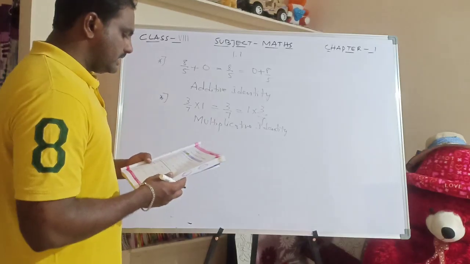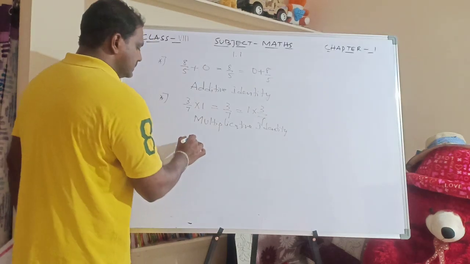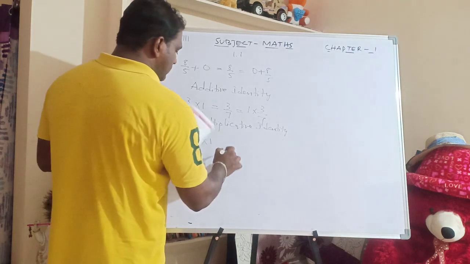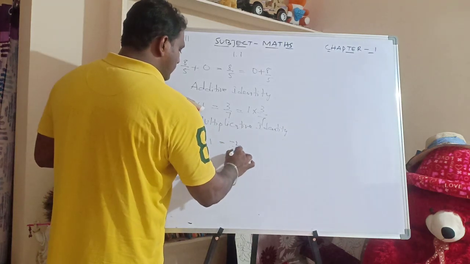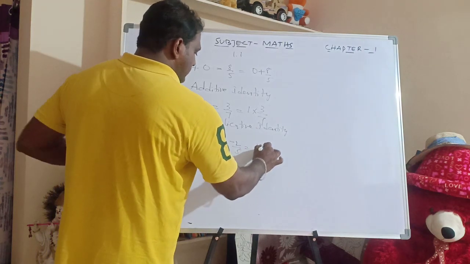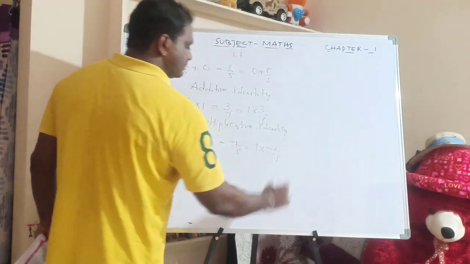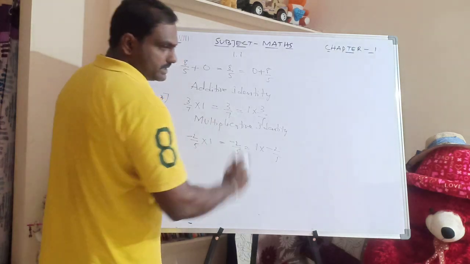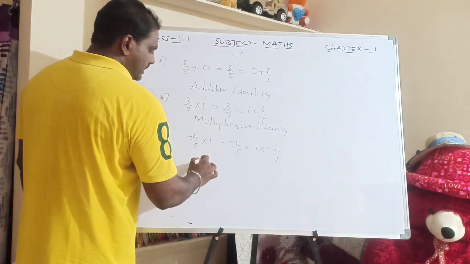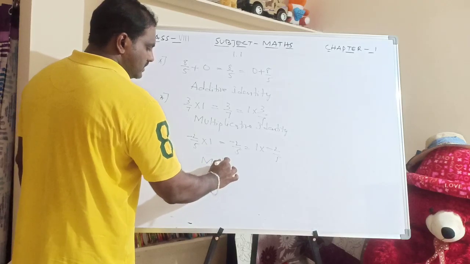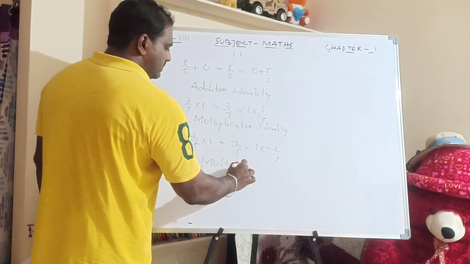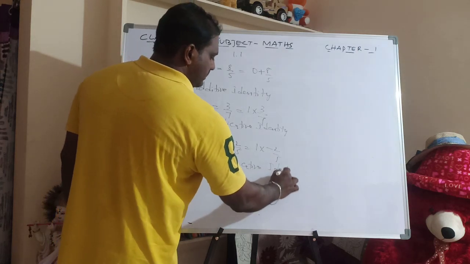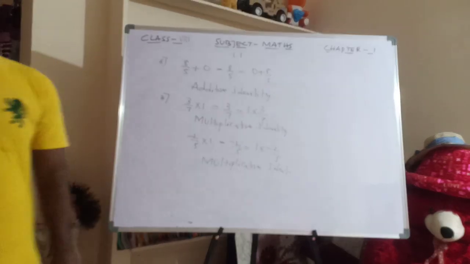Next, look at question number 4. Same: minus 2 by 5 into 1 is equal to minus 2 by 5, which is equal to 1 into minus 2 by 5. Same, a rational number is multiplied with 1 and you get the same rational number. So what is the property used? The same property: multiplicative identity.